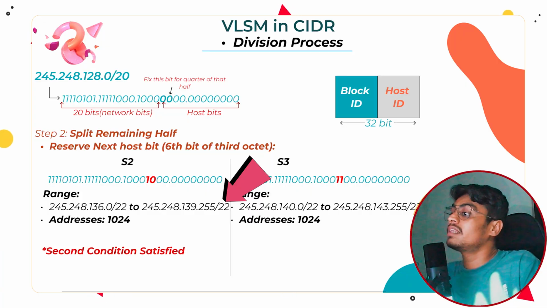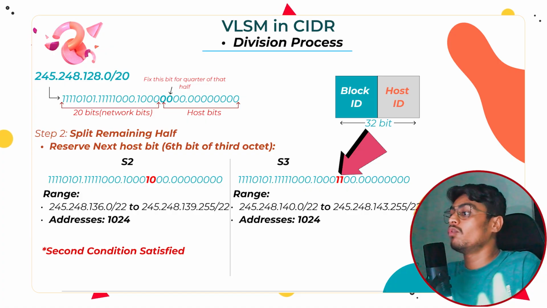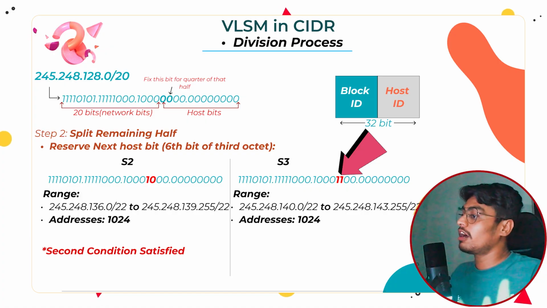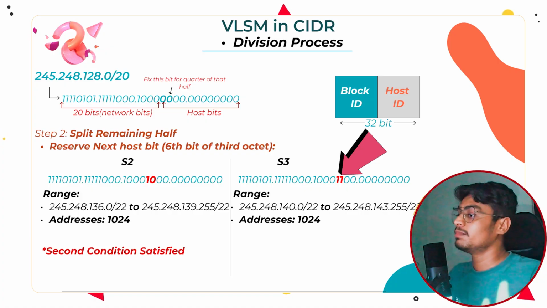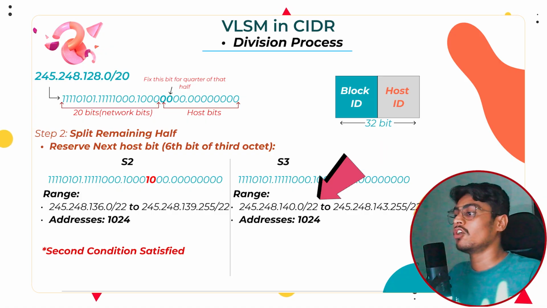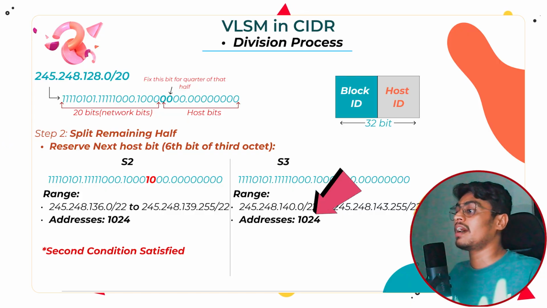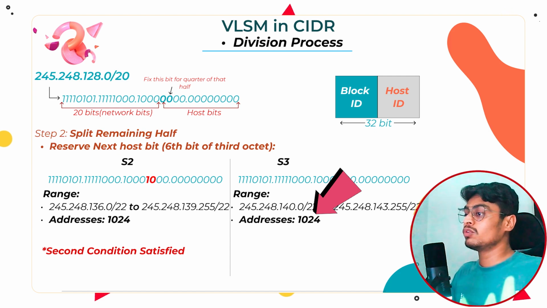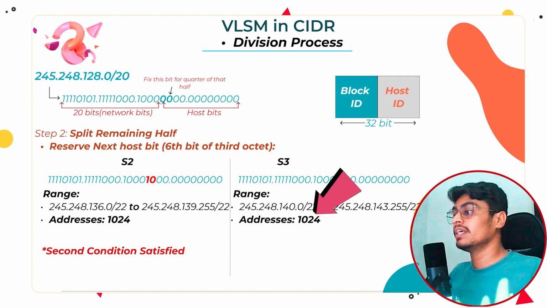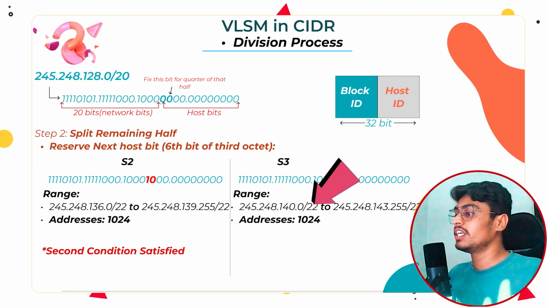Now subnet 3, the second quarter of the second half. We have fixed 11 bits: first bit is 1, second bit is 1. Now the range will become 245.248.140.0 to 245.248.143.255. And how many addresses are in subnet 3? 1024, a quarter of the total. Subnet mask is /22. Why? Because we have fixed 2 bits here. 20 plus 2 is 22 bits.